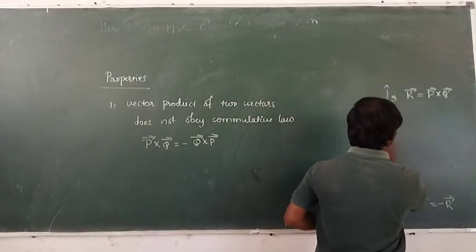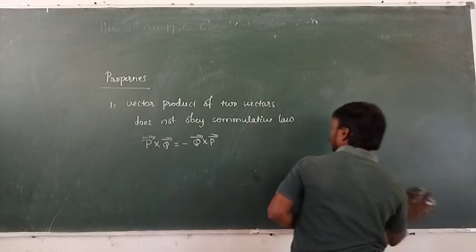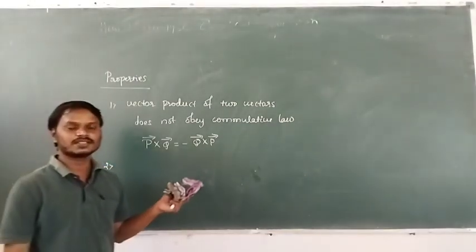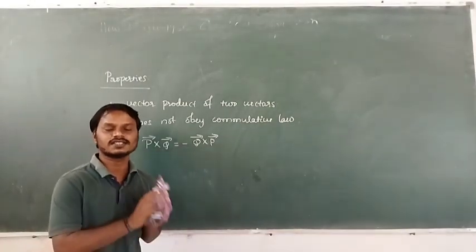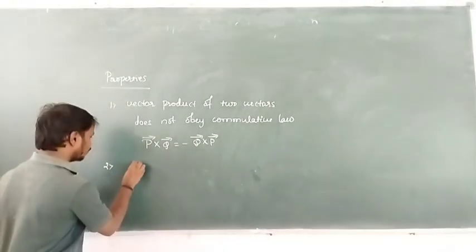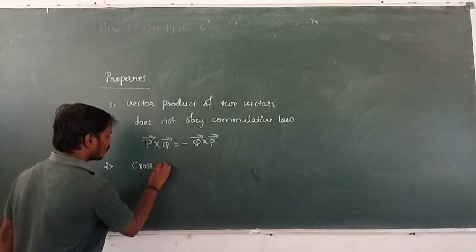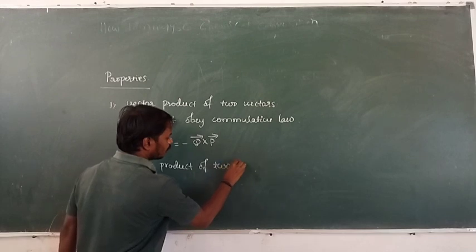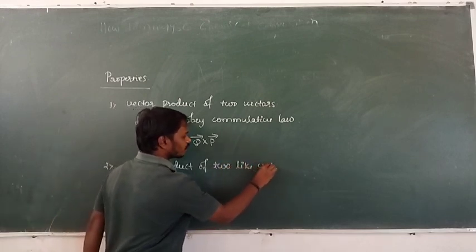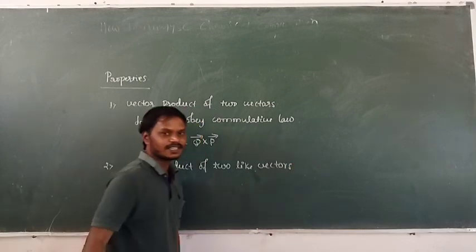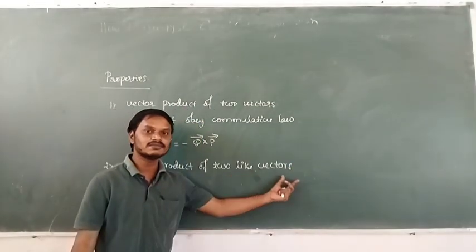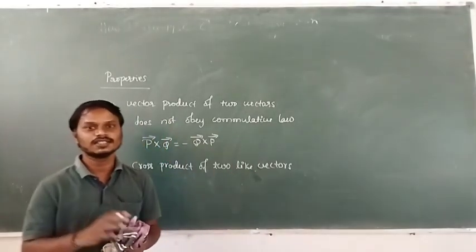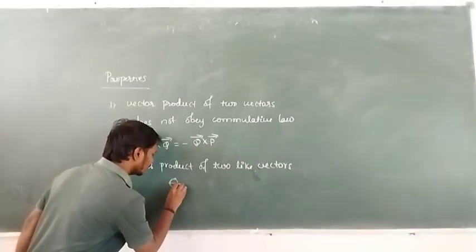Next, second property. The cross product or vector product of two like vectors. So what are the like vectors here? These are the vectors which are in the same direction. Which are in the same direction means the angle between the two like vectors is how much? That is 0 degree. Theta is 0 degree.